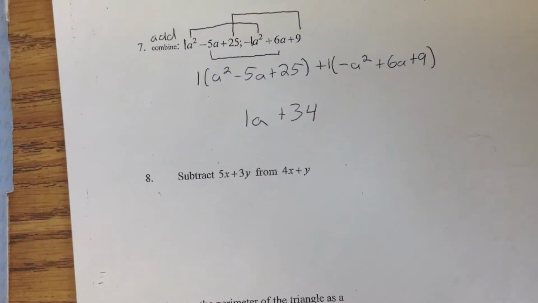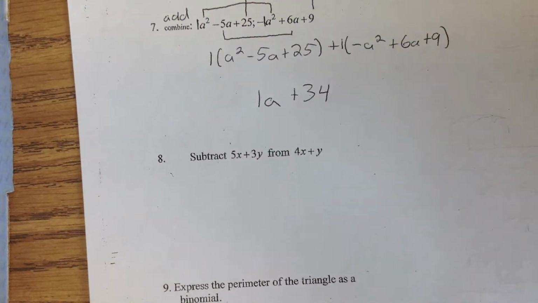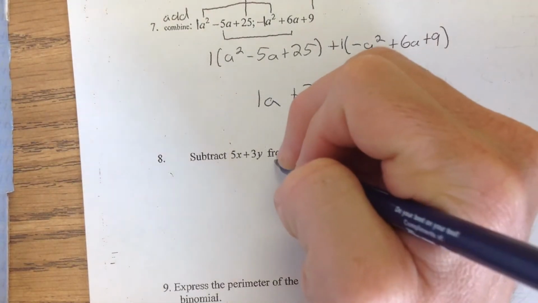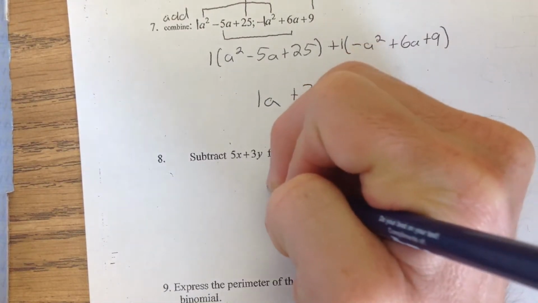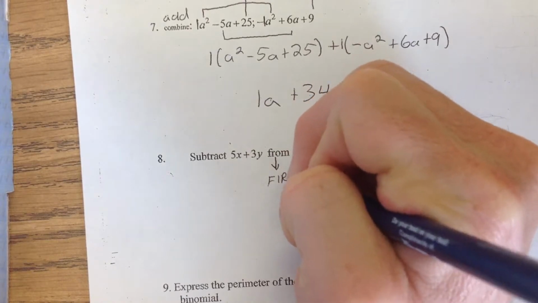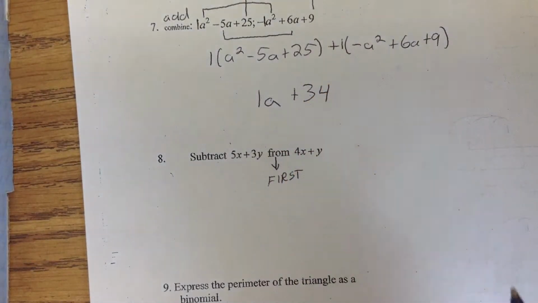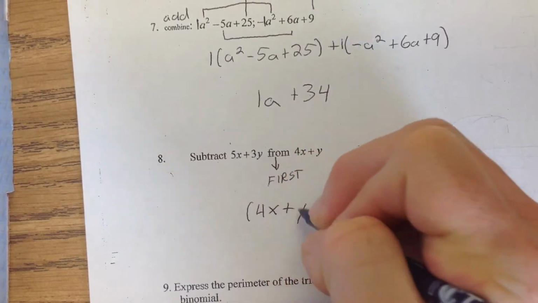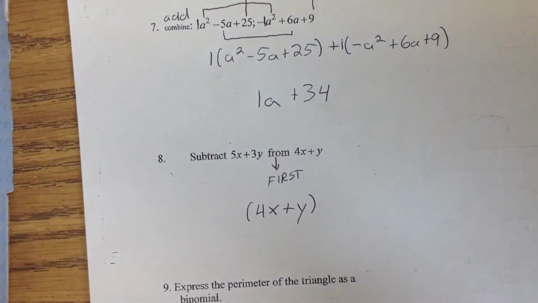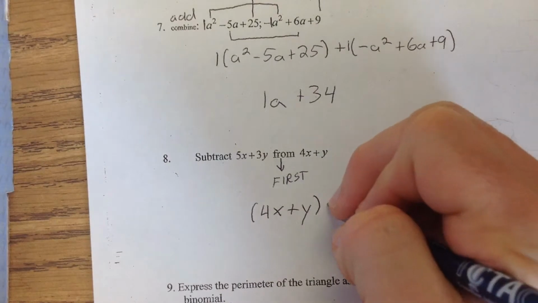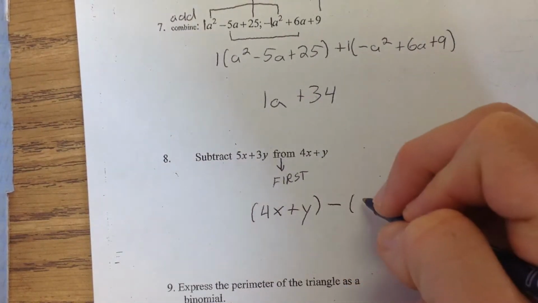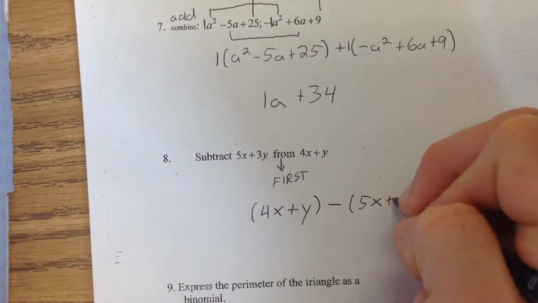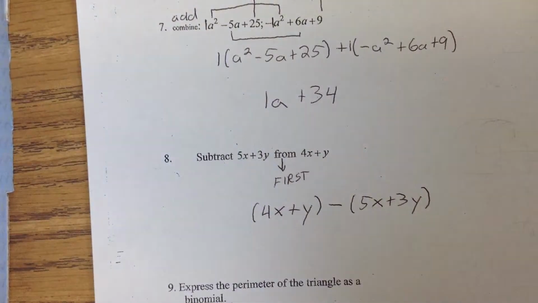Okay? Take a look at number 8. Subtract 5x plus 3y from 4x plus y. All right, so hopefully as soon as I say from, you're thinking first. Whatever comes after the from is what's first. So again, I'm going to put it in parentheses because we want to think of it as just one big thing. So it's this big thing subtracted by this big thing right here, 5x plus 3y.